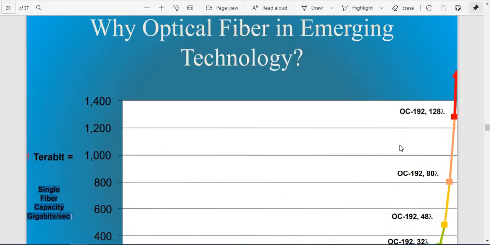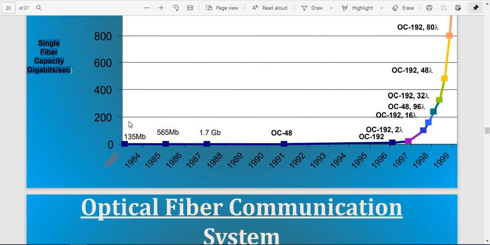When we look further, we can say that the capacity reaches terabytes, 1400 terabytes, and that is more than that. The graph is increasing, right? Because of that, we can say that optical fibers are an emerging technology for wired communications and the designing of that particular phenomenon. Clear? So because of these reasons, optical fibers are increasing day by day.